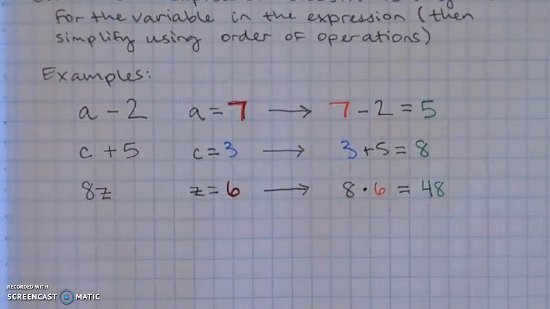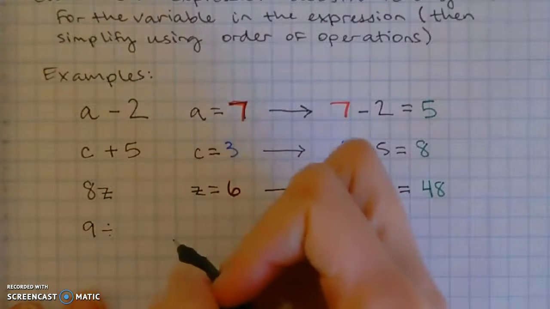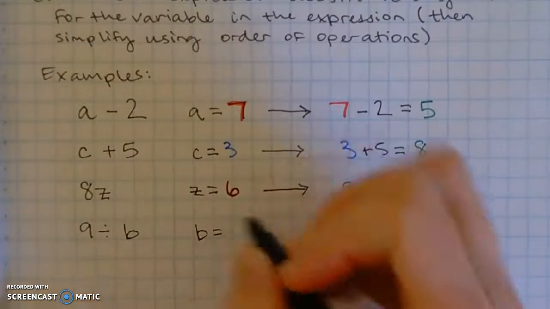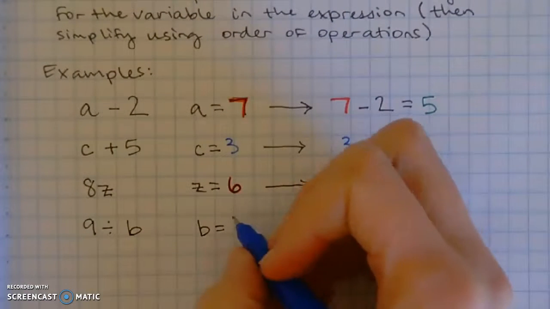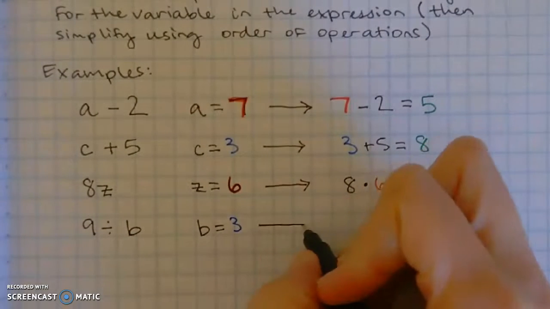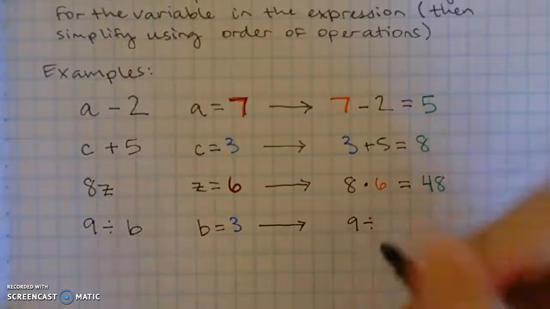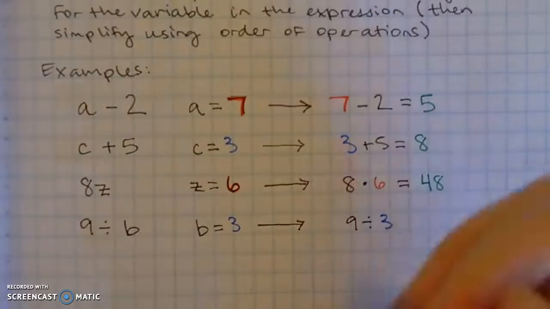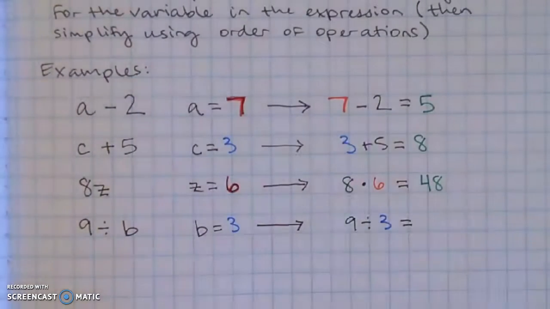Okay, let's do one more. I'm going to do my division one. So I'm going to do 9 divided by b. And b is going to equal 3. Okay. So now I'm going to take my 9 and I'm going to divide it by b, which equals 3. So 9 divided by 3 equals 3.